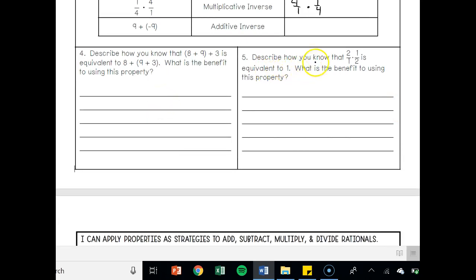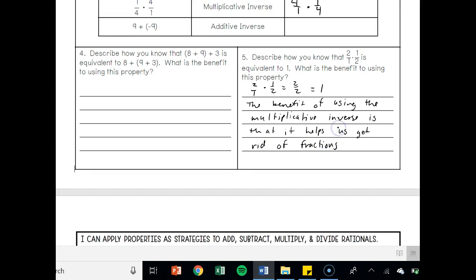Number 5, it says, describe how you know that 2 over 1 times 1 over 2 is equivalent to 1. What benefit is using this property? Well, 2 over 1 times 1 over 2 is equal to 2 over 2, which equals 1. The benefit of using the multiplicative inverse is that it helps us get rid of fractions.